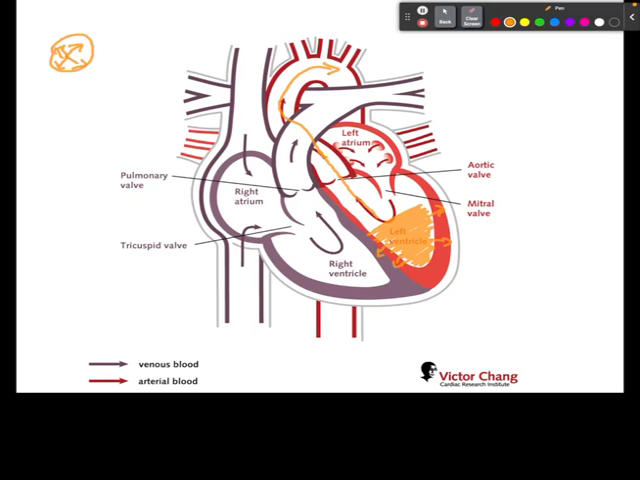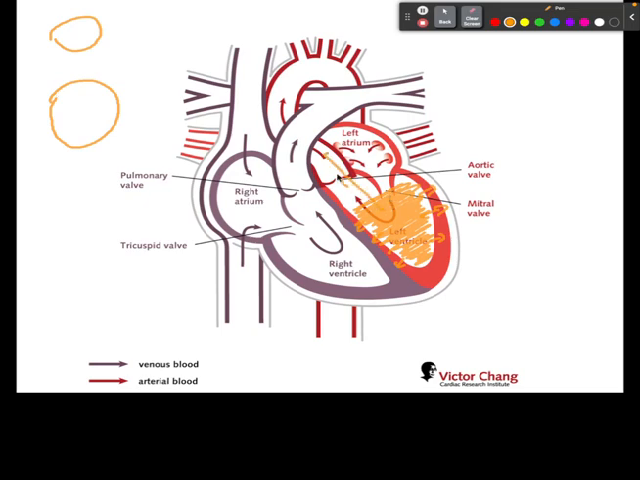Starling's law is just saying this. If you add more blood to the ventricle, it's going to create more pressure. It's going to stretch the walls of the heart more, just as if we had a water balloon and then we filled it with more water. It's going to create more pressure. And if there's more pressure, then when we squeeze the heart, we're going to move even more blood out to the body.